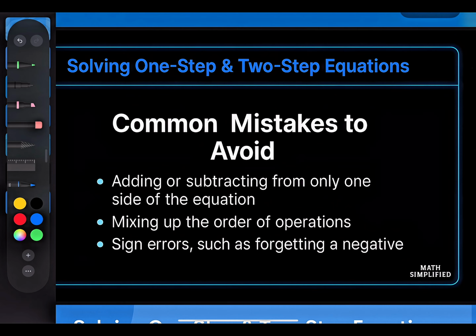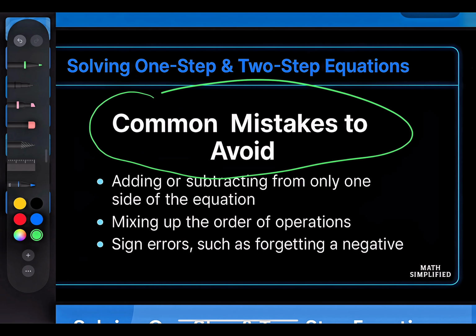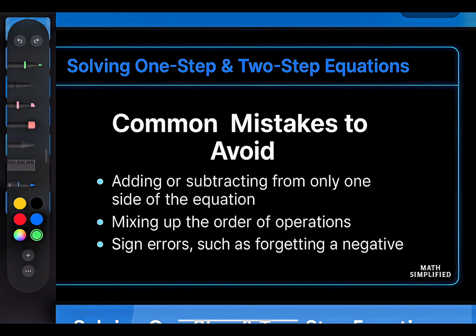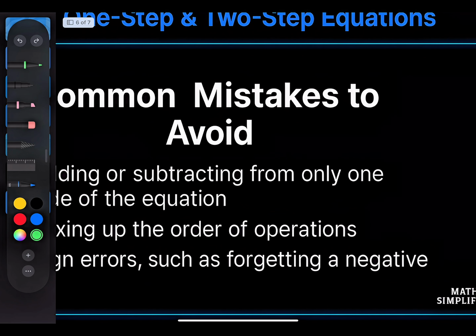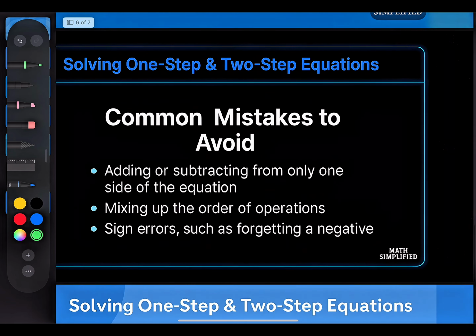Okay, so now we have common mistakes to avoid when solving these equations. The first thing is adding or subtracting from only one side of the equation. Remember, I've been telling you since the beginning of this video that you gotta do it on both sides of the equation. So if you add on one side of the equation in order to balance it out, you would also have to add on the other side. So essentially both on the left and the right side.